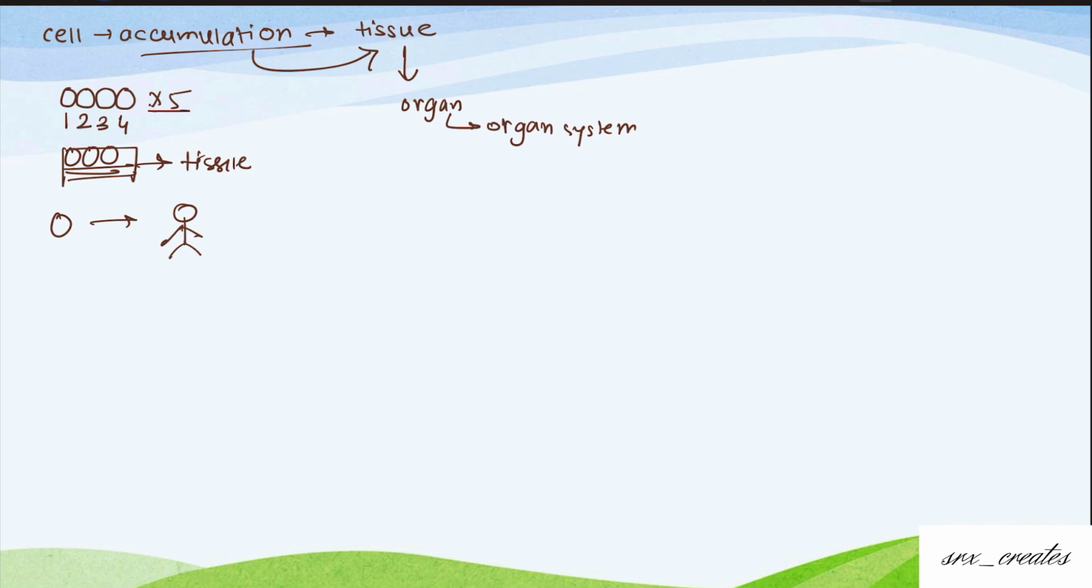Okay, now you have to understand one thing. As you haven't gone through the concept of differentiation and elongation, I am just skipping that portion. Let's say this is a group of tissue. As I have said, a group of cells is tissue. Now an organ is a group of tissue. Okay, let's say this is now a tissue, not a cell.